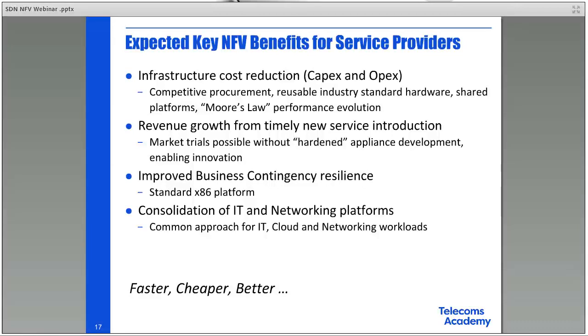Also, from an OpEx story, we're using standard hardware. Standard hardware is available all over the planet. There are stocks of this because it's supporting the IT industry. You can get this stuff off the shelf anywhere.